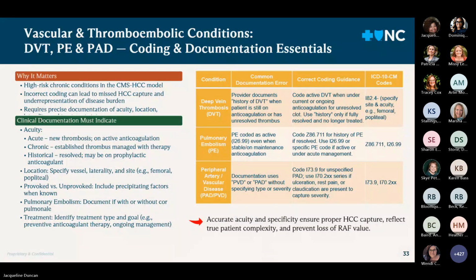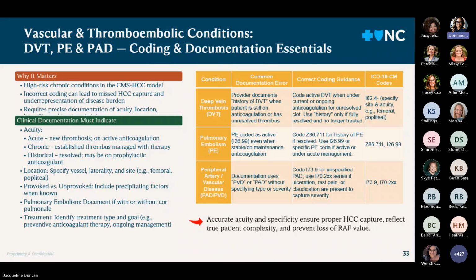For example, DVT is commonly misclassified as history even when the patient remains on anticoagulation. In these cases, the condition should be coded as active with specificity around acute versus chronic presentation and the exact vessel involved. PE is similarly miscoded. History codes should be used only after full resolution, with no active treatment or surveillance otherwise. An active PE code is required, noting whether cor pulmonale is present.